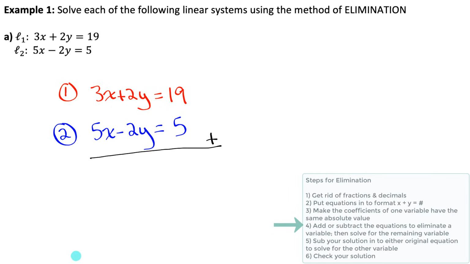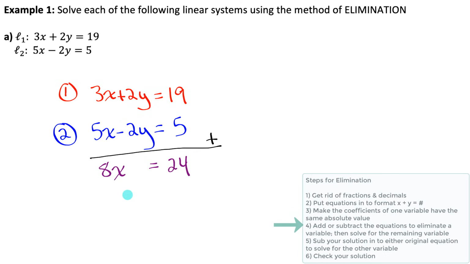So like I said, we're going to be adding the like terms together in both of these 2 equations. So I'll add the x terms first. I will do 3x plus 5x, and that gives me 8x. I'll do 2y plus negative 2y. That's 0y, which means there are no y's left. It has been eliminated. And then I have 19 plus 5. That's 24. I have a new equation with only one variable x.